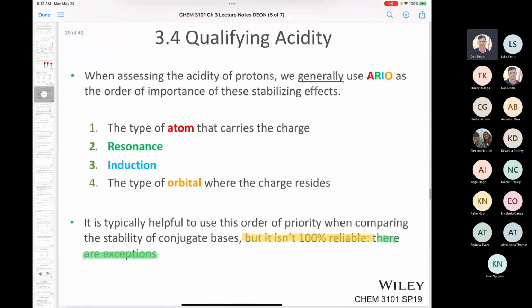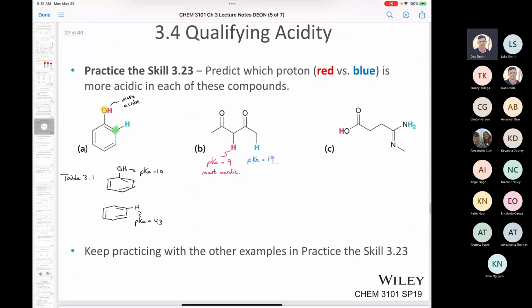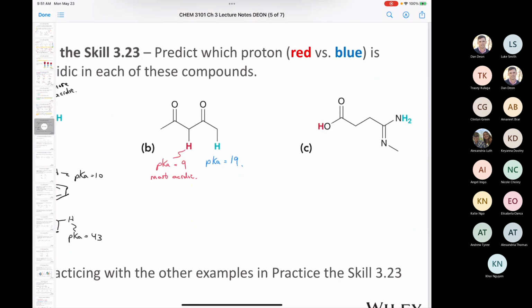Let's go back here. Where was I? Somewhere around here. And then the last one.